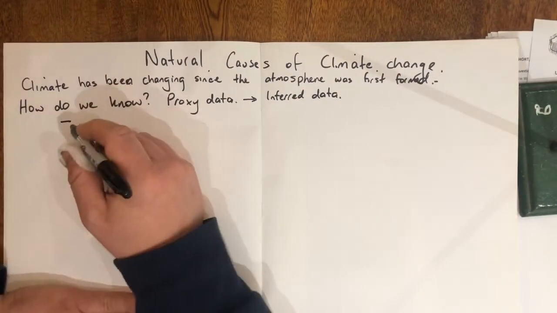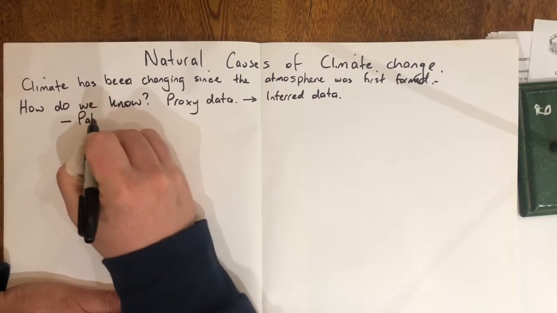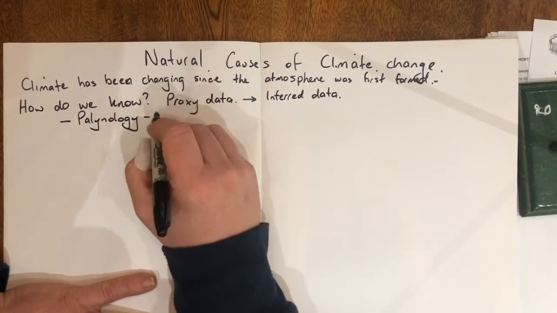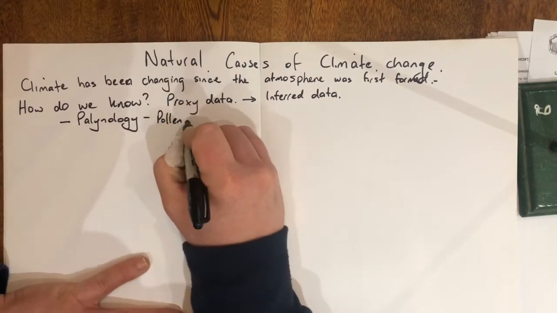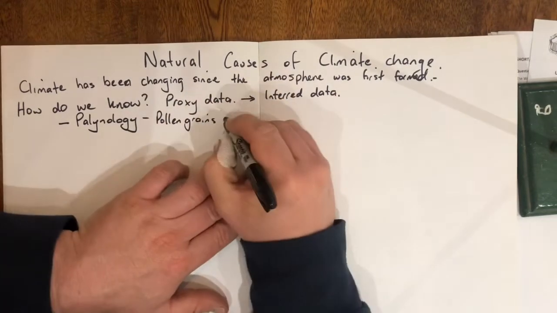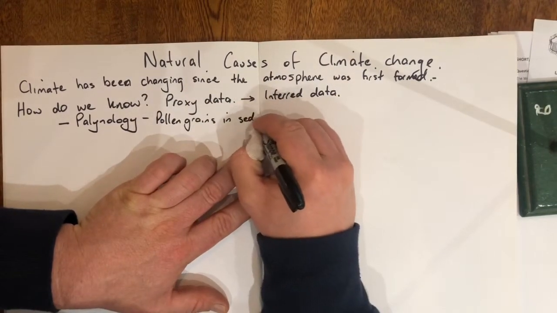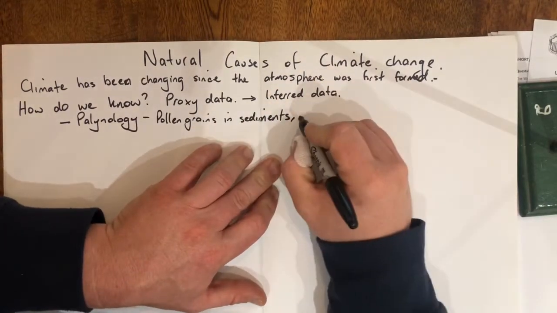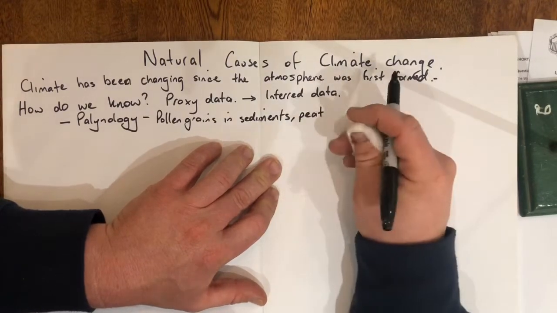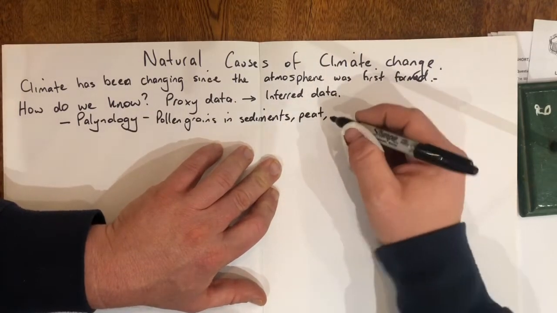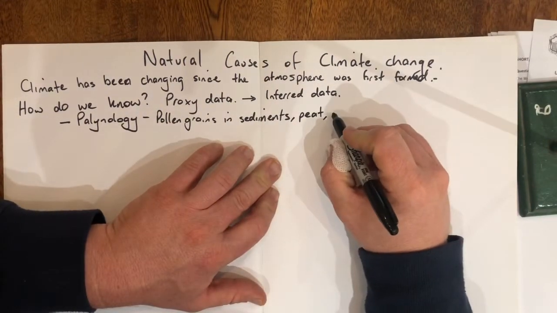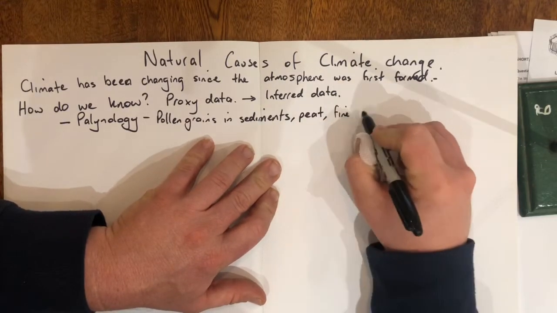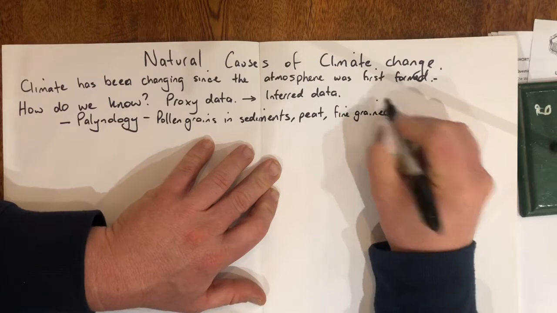Types of inferred data are palynology. That's the study of pollen grains in sediments. Sometimes we find it in peat, and sometimes we can find it in rock or evidence of fine-grained fossils.